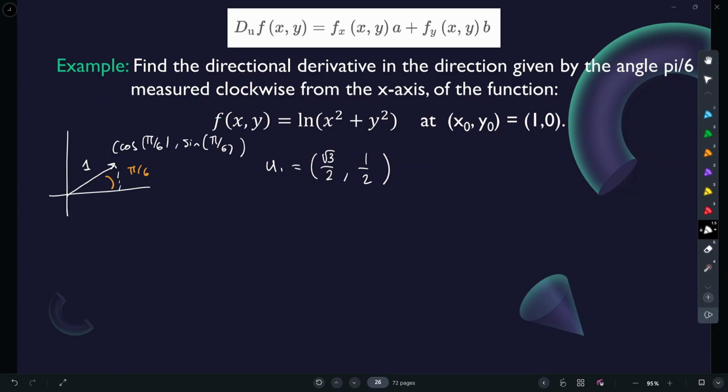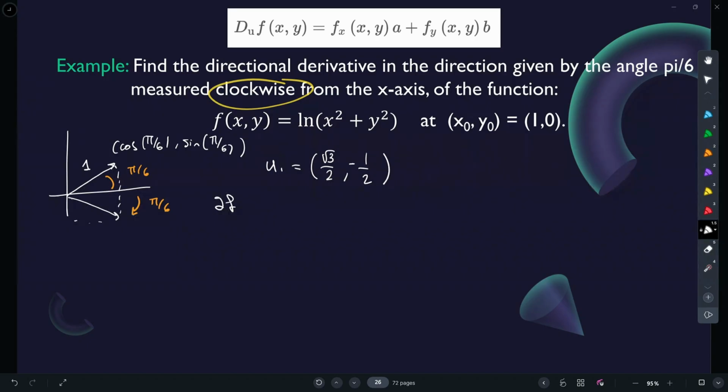Okay? This was in clockwise. What did I say, clockwise? I'm going counterclockwise. I saw somebody moving their hands. If I do this, it's counterclockwise. So if I want to measure it pi over 6 clockwise, I should move in that direction pi over 6. So instead of the y coordinate being a half, it's going to be minus 1/2. Okay? So that is because it is clockwise.